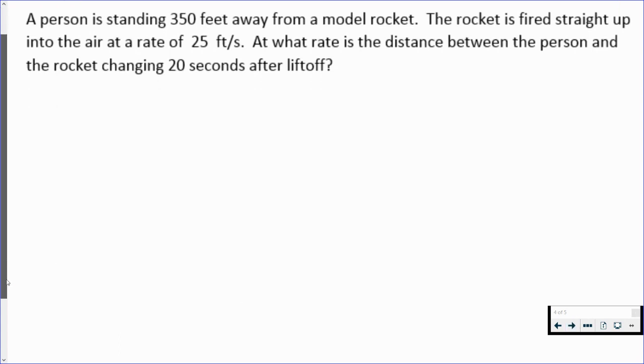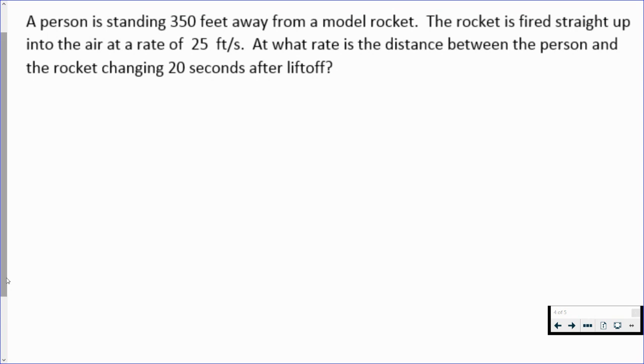So in this one, if you think about starting to figure out what's going on here, this is definitely one where I would draw a picture. Okay, so you have a person standing 350 feet away from a model rocket. It's launched into the air. We're going to have a right triangle for this one. So this is definitely one that I would draw a picture for.